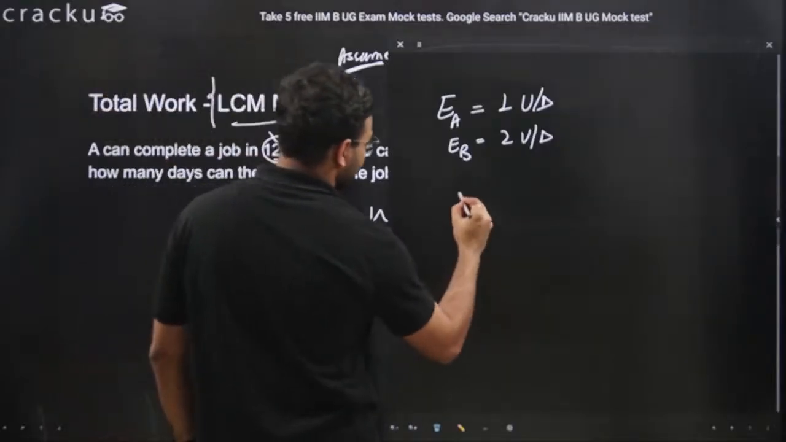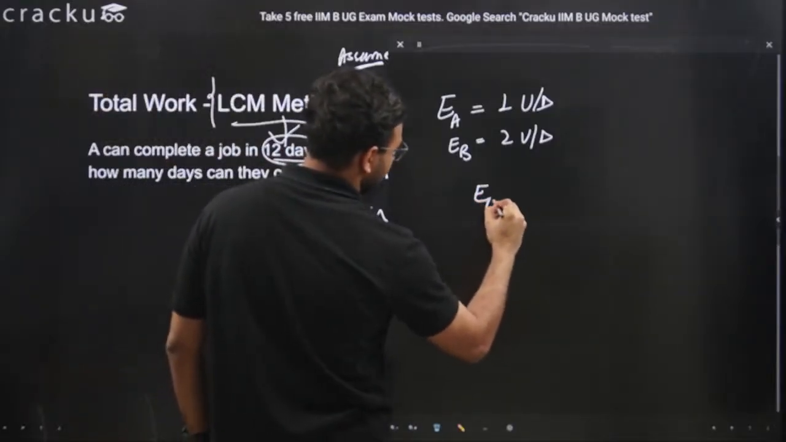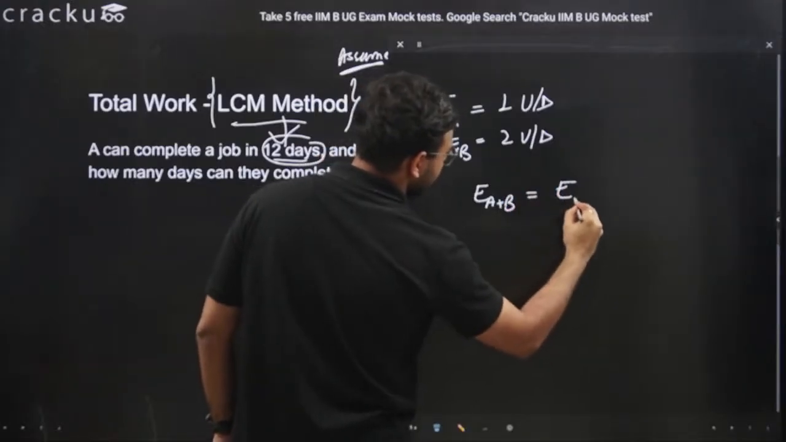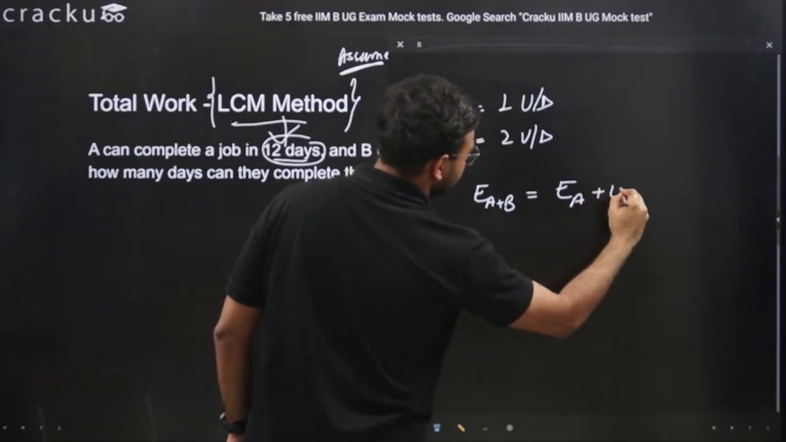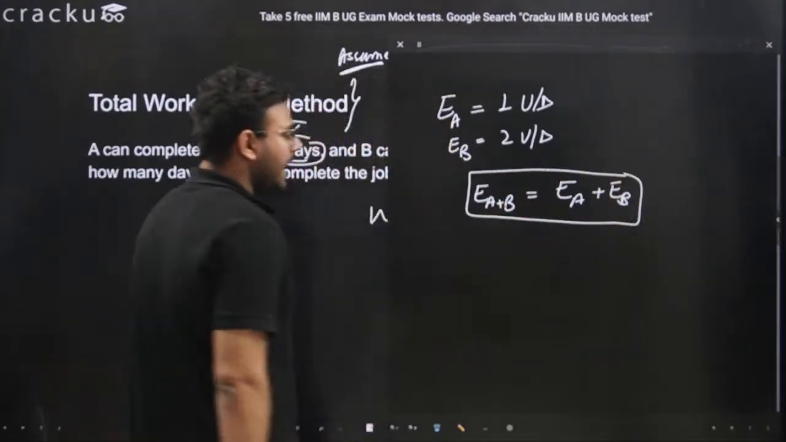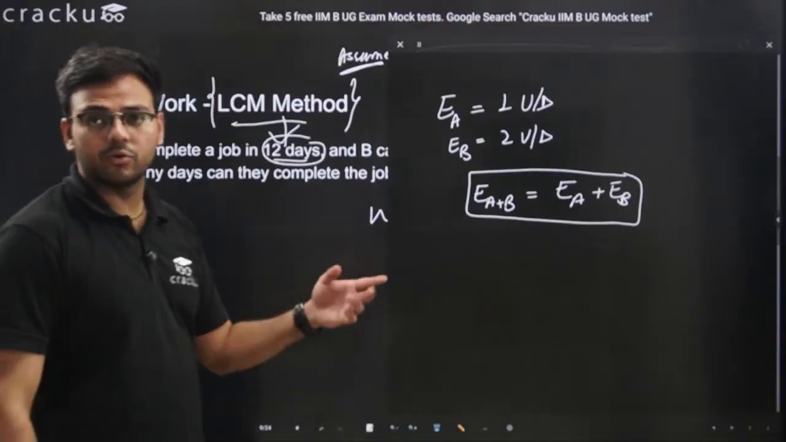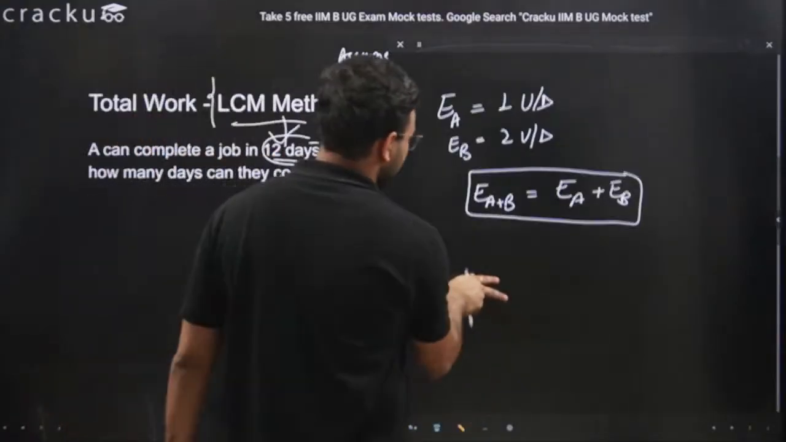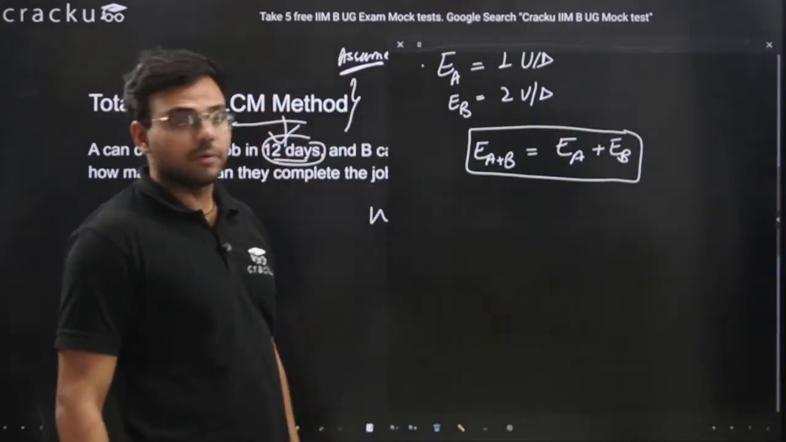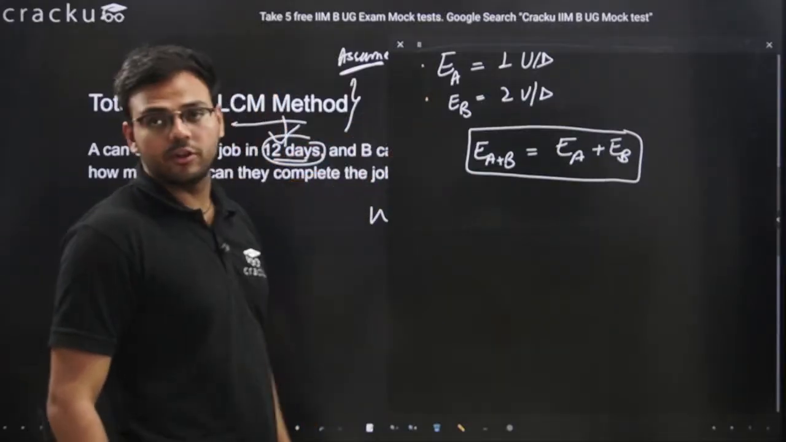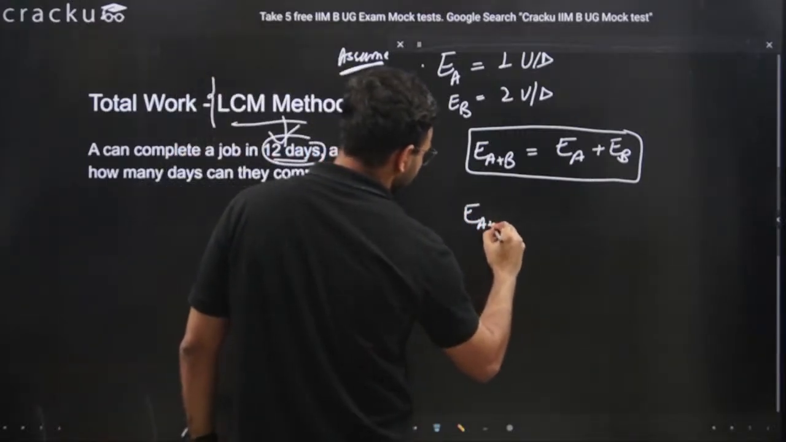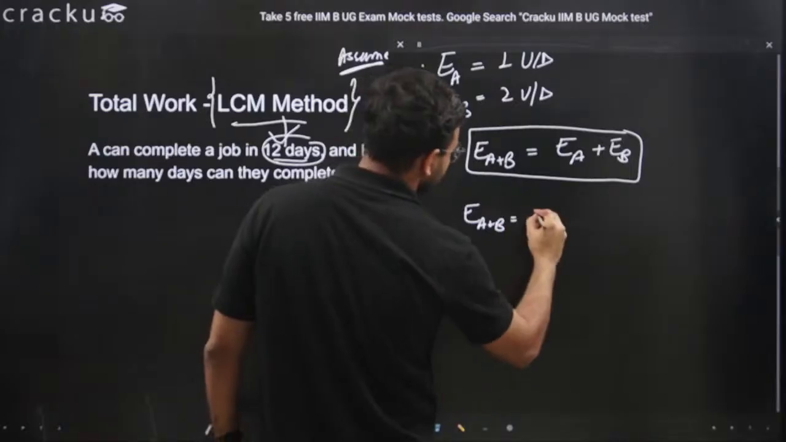Again, the same formula, as I said, we can equate the efficiencies. So I'll write EA plus EB. That is, the combined efficiency of A plus B is equal to the individual efficiency of A plus the individual efficiency of B. The individual efficiency of A is 1 unit per day and the individual efficiency of B is 2 units per day. So the combined efficiency of A plus B, that is E of A plus B, is equal to 3 units per day.